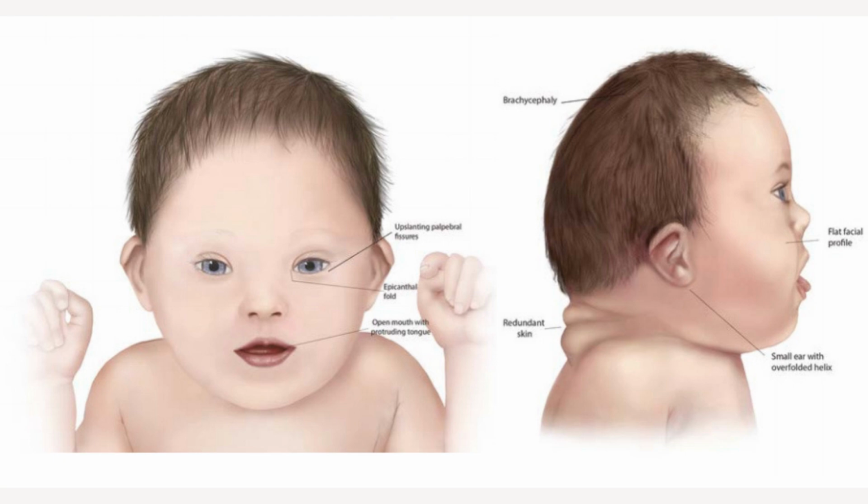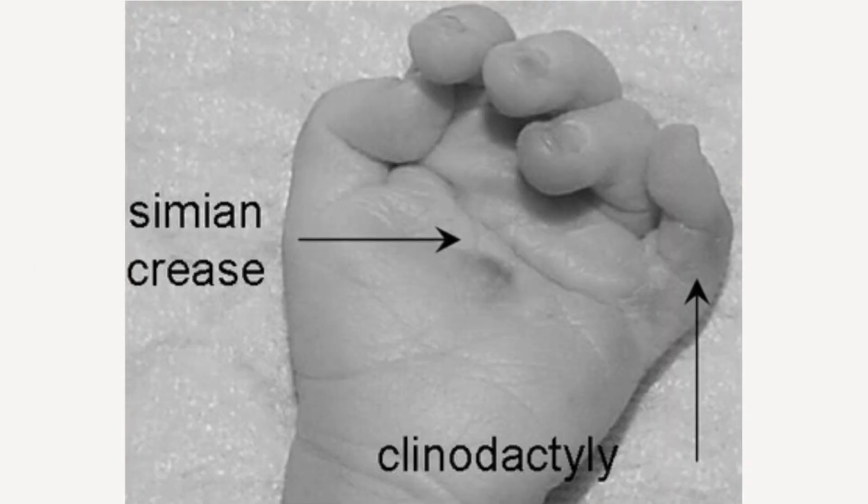On the neck, there is often excess skin at the nape, as we can see in this picture. Let's go down to the hands. First, they have short, broad hands. Second, they have clinodactyly of the small finger, which is an inward curvature. The last feature is a single palmar crease, also called a simian crease, as you can see in this picture.